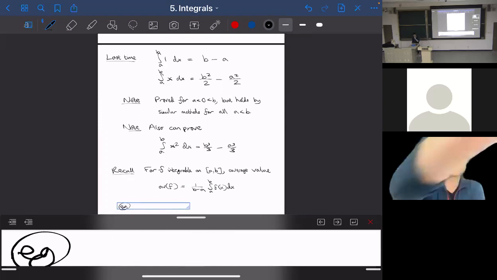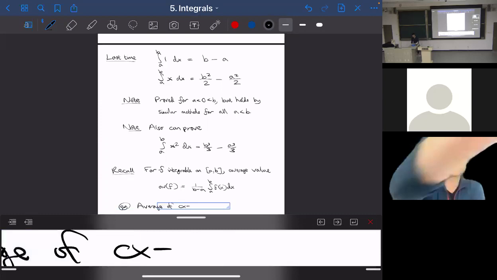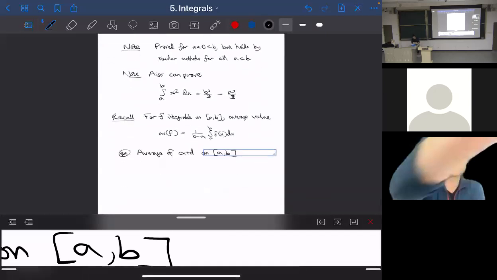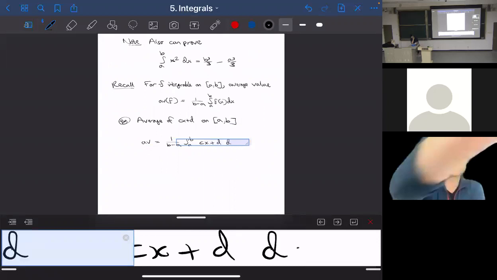So let's do an example to remind us of our rules. So let's calculate the average of cx plus d, that function, on the interval a to b. So this average, well, using the formula, it's 1 over b minus a of the integral of cx plus d dx.